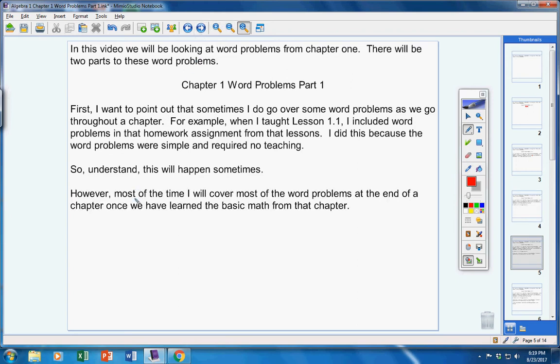However, most of the time I will cover most of the word problems at the end of a chapter once we have learned all of the basic math from that chapter. So what we have done so far from chapter 1 is we have covered all of the basic math. We have learned everything that we need to learn, and now we're going to apply that to some word problems.